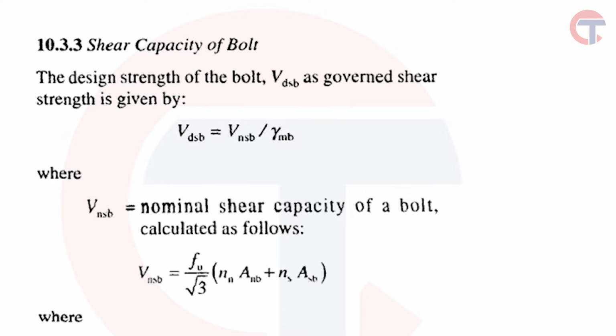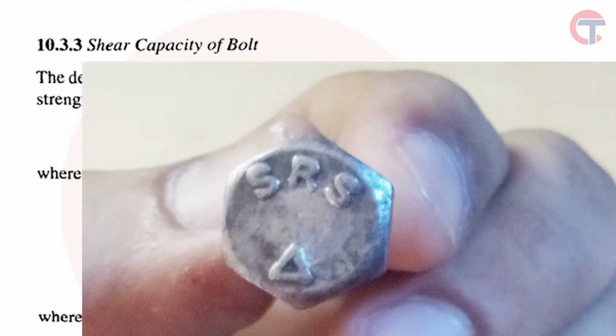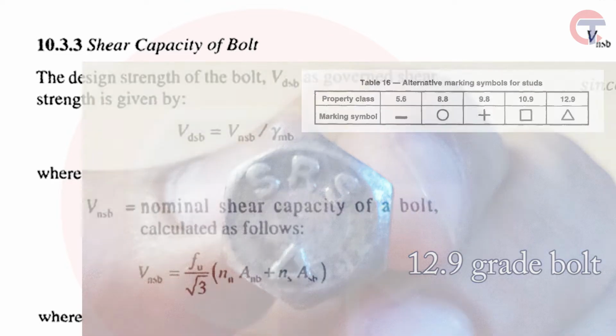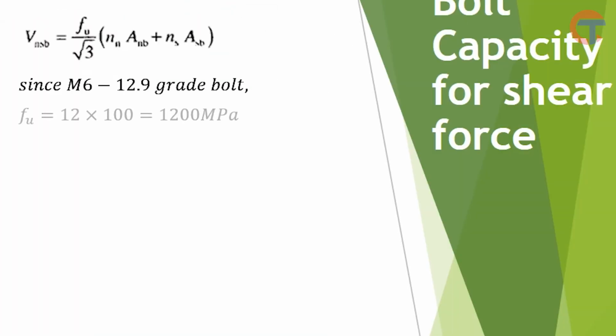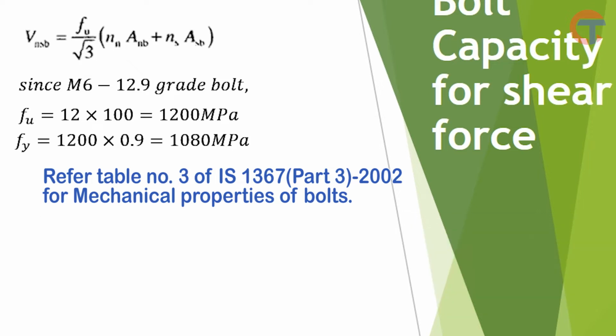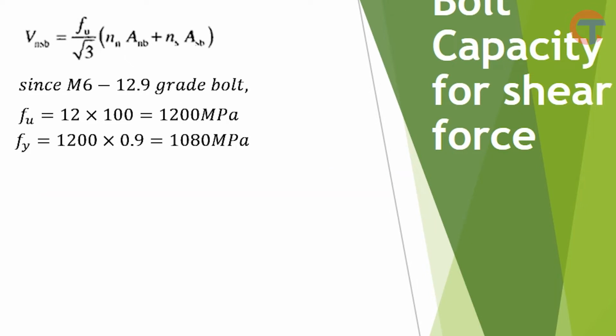fu is the ultimate tensile strength of the bolt. We have learned in the previous lecture regarding the grade of bolt. We will check its head. Here the marking is a triangle, that means it's a 12.9 grade bolt. Its fu will be 12 into 100, that is 1200 megapascal, and its fy will be 1200 into 0.9, equal to 1080 megapascal. And it's an M6 bolt, that is, the nominal diameter will be 6 mm.